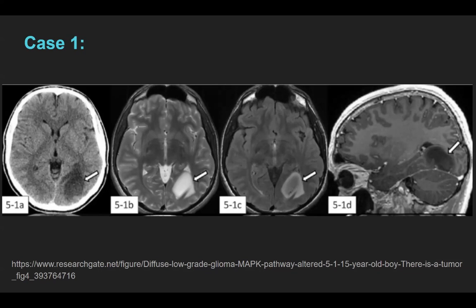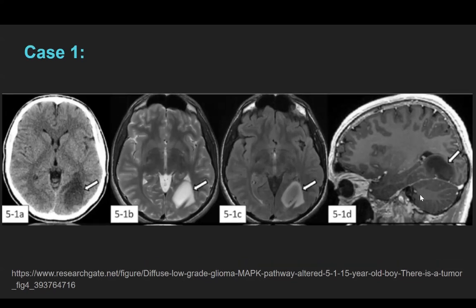Moving on, what do you see in the sagittal section? This is the sagittal cut of the MRI showing the hypointense lesion at the level of the occipital lobe. Okay, and do you see any contrast uptake? No, ma'am.